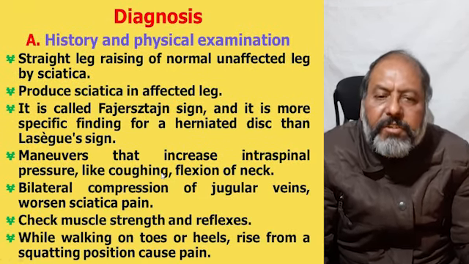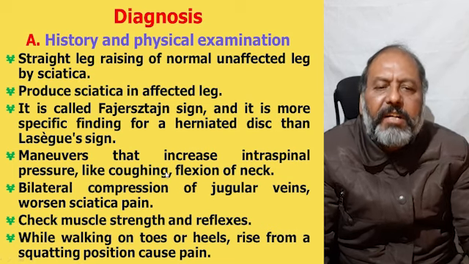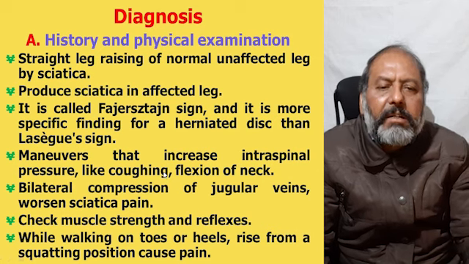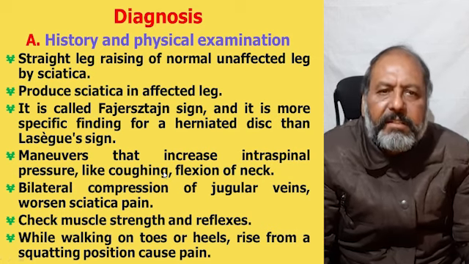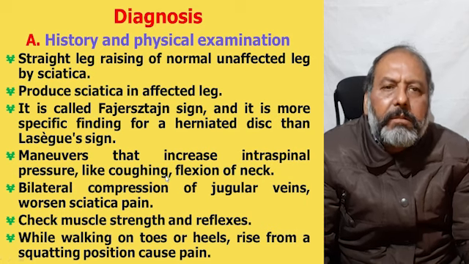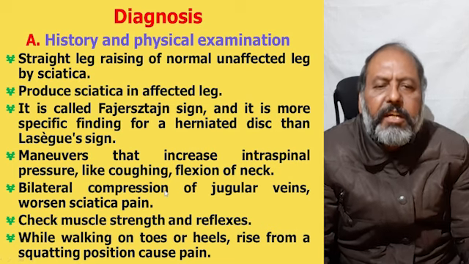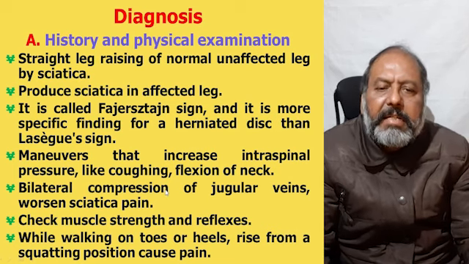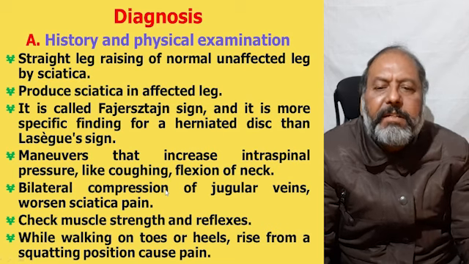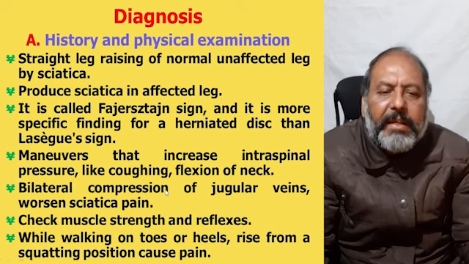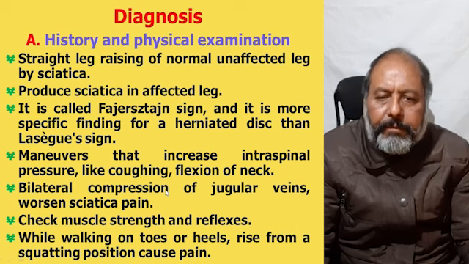Now, straight leg raising of the normal leg, unaffected by the sciatica, produces sciatica in the affected leg. If the straight leg raising is done on the normal, unaffected leg, and that produces sciatica pain in the affected leg, it is called the Fajersztajn sign, and it is a more specific finding for a herniated disc than the Lasègue sign.